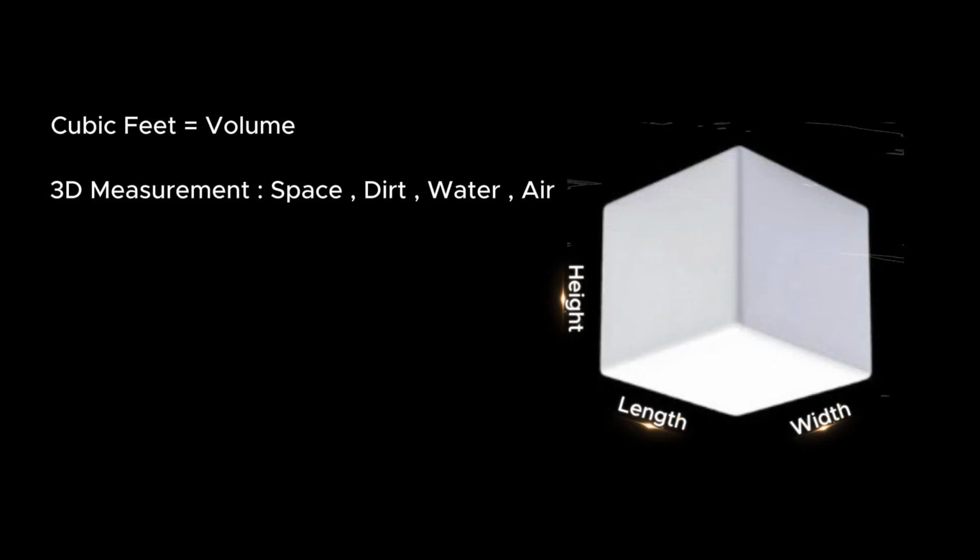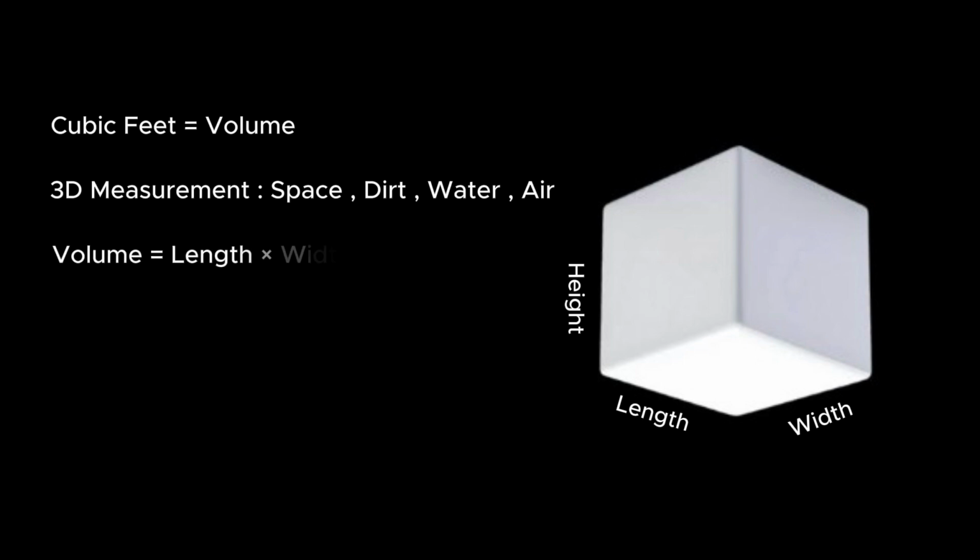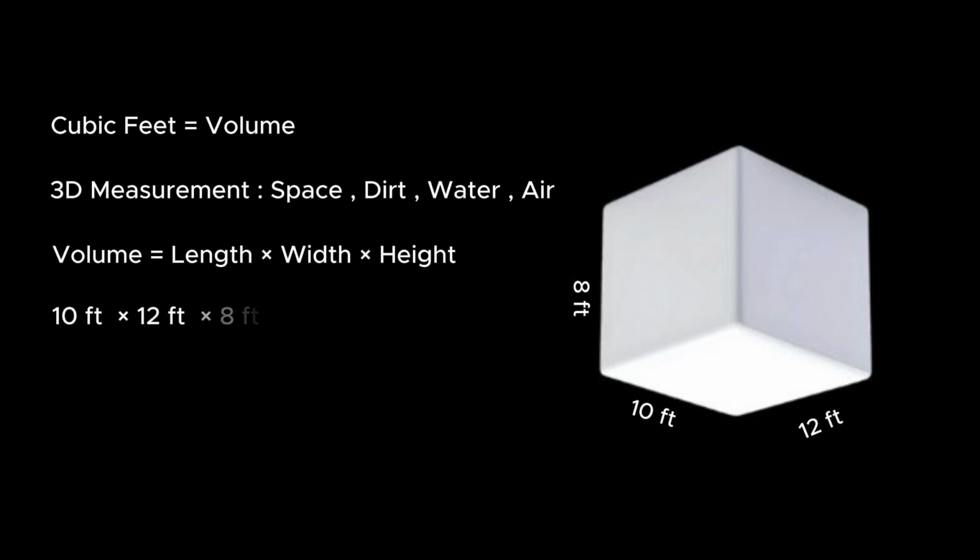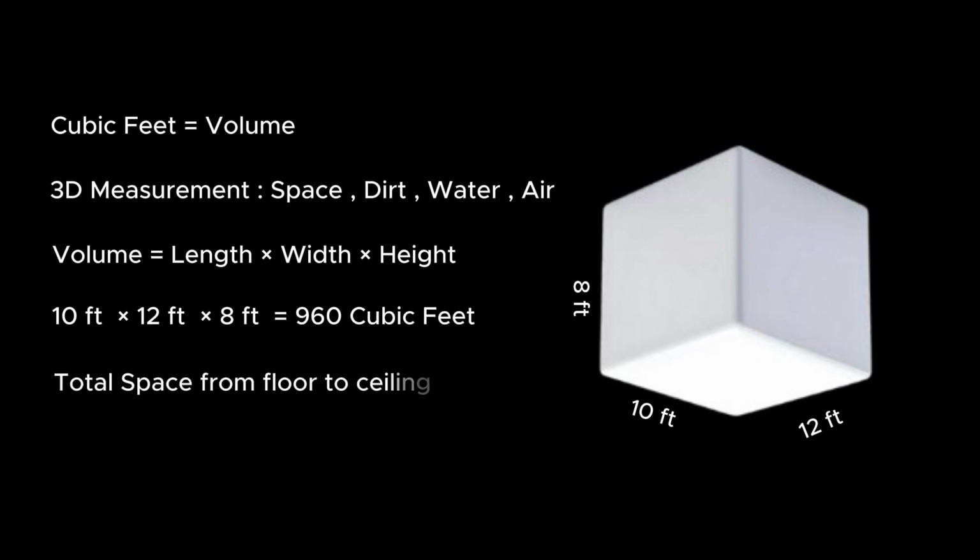To calculate cubic feet, we take that flat area we just talked about and multiply it by the height or depth. The formula is length times width times height. If our previous room has a ceiling height of 8 feet, we take our 10 by 12 floor and multiply it by 8. That gives us 960 cubic feet. This represents the total amount of space inside the room from floor to ceiling.